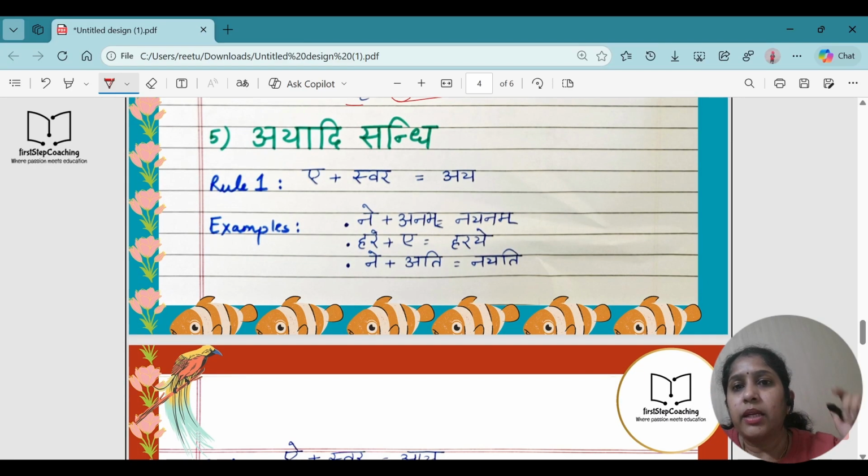Can we go for Ayadi Sandhi? Okay, we have one more Sandhi, Ayadi Sandhi. This is the fifth type of Swar Sandhi. Okay, so in this we are going to have four rules. Let's see what are the different rules.